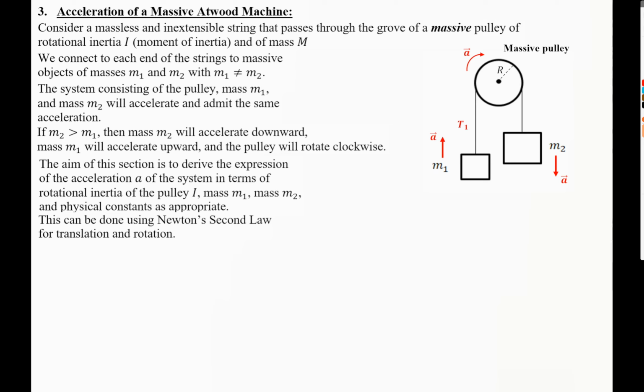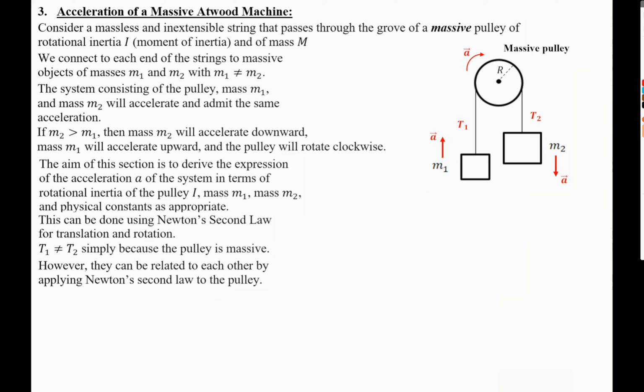Indeed, so let me denote this as the tension T1 and that would be the tension T2. T1 would be different than T2 simply because the pulley is massive, and more importantly, because it's accelerating, but I have denoted the acceleration on the system itself. However, they can be related to each other by applying Newton's second law to the pulley.